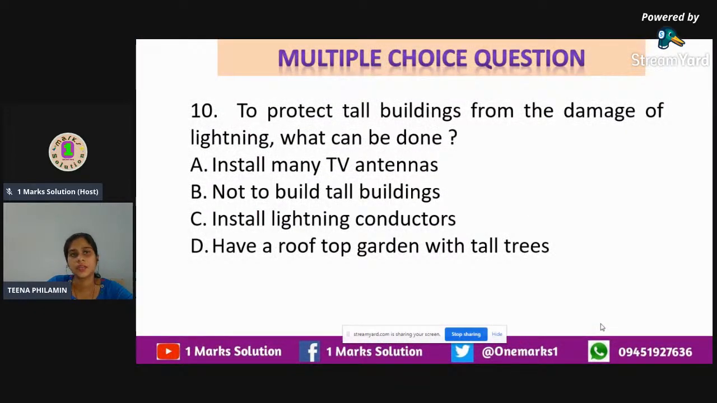Next question is, to protect tall buildings from the damage of lightning, what can be done? Can we install many TV antennas there, or not build tall buildings, or install lightning conductors, or have a rooftop garden with tall trees? What will protect the building from the damage of lightning? Only if we install lightning conductors can we protect the building. So the answer is C, install lightning conductors.